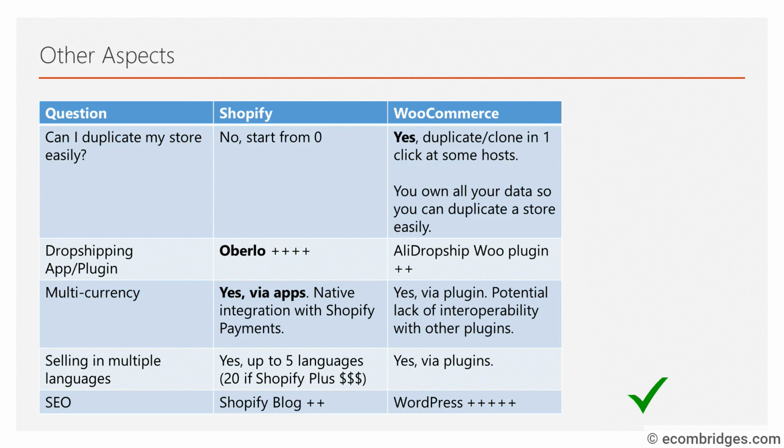You can also create a blog on your Shopify store, but it's less optimized than WordPress. And there are lots of SEO apps on Shopify too. It's not so easy to separate Shopify from WooCommerce in terms of SEO. But my preference goes towards the WordPress ecosystem. Therefore, WooCommerce is the winner in terms of SEO.